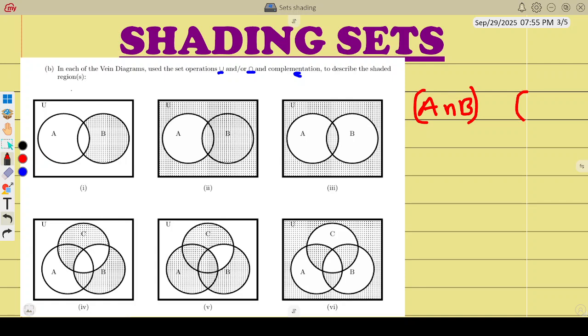You can see that inside of A it is not shaded, and also inside of B it is not shaded. So meaning everything in A and in B, these things were not shaded, meaning we have our complement. So A intersection B, this is the middle part, and then everything in A here and there, things were not shaded, meaning A union B its complement. And then we put intersection.